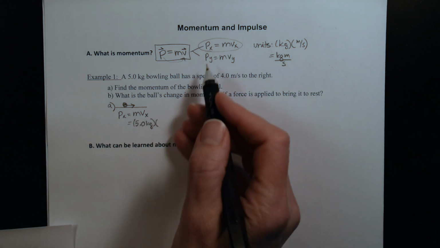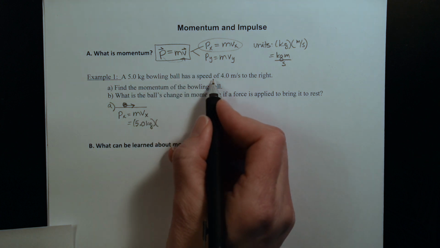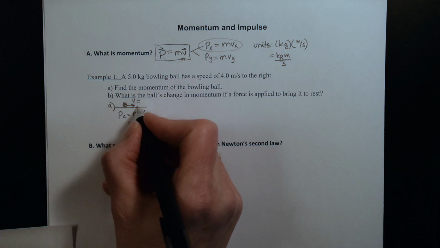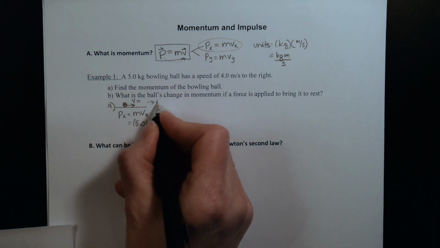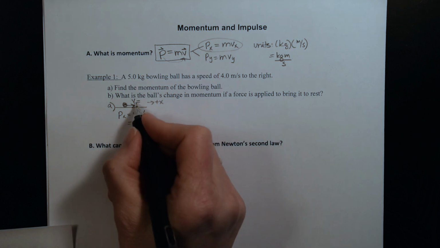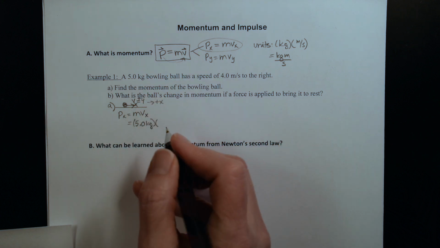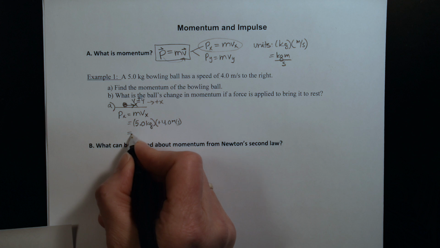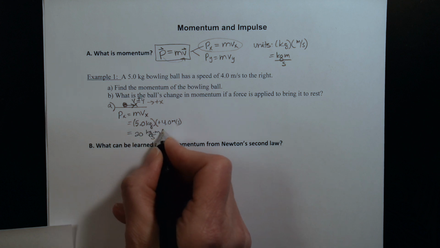Be really careful with momentum because we are dealing with vectors, so signs are really important. So the speed is 4, but the velocity has to include information about the direction. And I'm going to choose that to the right is my positive x direction, so then the velocity would be positive 4 meters per second, and my momentum then is 20 kilogram meters per second.